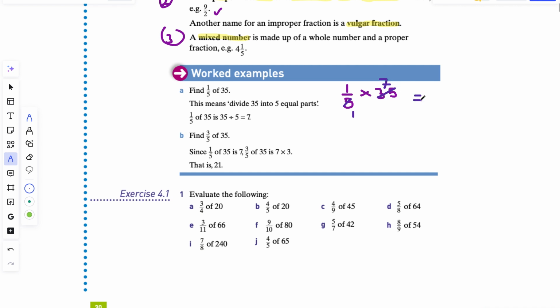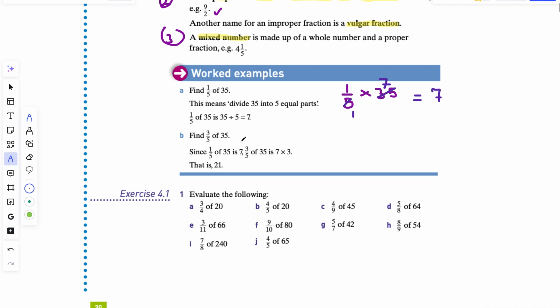When you say 1 over 5 of 35 is 7, what it means is that if you divide something into 35 places, if you want to share them into 5, each person will get 7. If there are 5 people to give an equal number to, each person will get 7. That's what it means, okay?